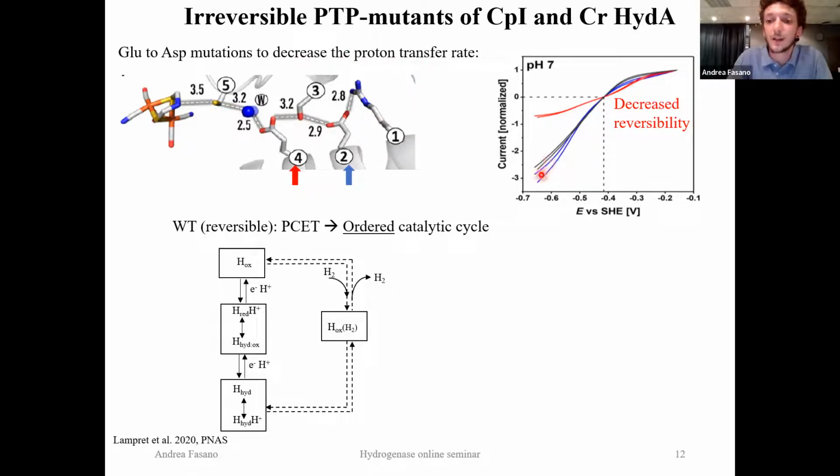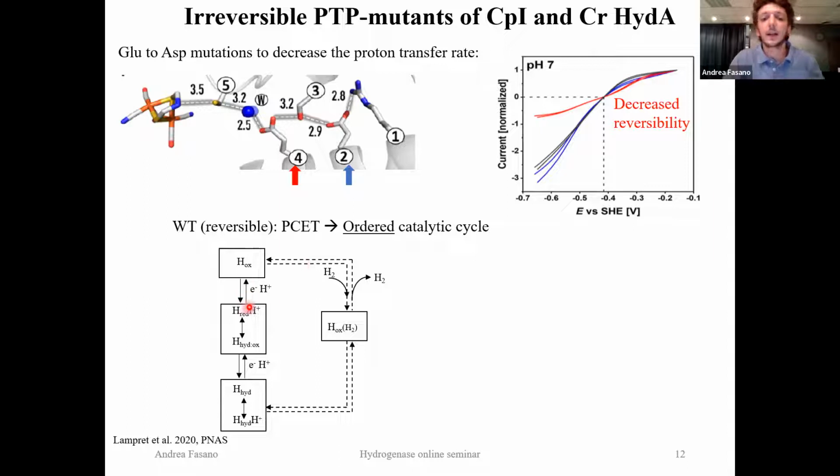And when you measure cyclic voltammograms, you can see here in black the wild type. It is very reversible. It cuts very sharply the zero current line. And in red, for example, this mutant here cuts the zero current line much less sharply. This inflection here is much more pronounced, which is a sign of decreased reversibility or increased irreversibility. What was proposed to explain this difference is that in the wild type, the very reversible enzyme, the catalytic cycle goes through a proton-coupled electron transfer.